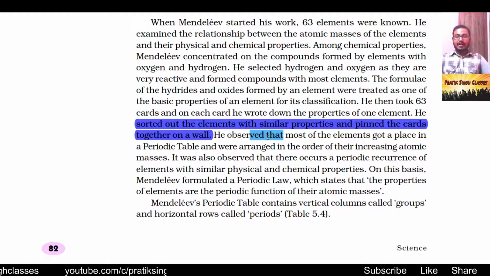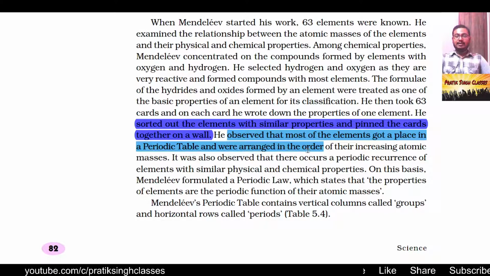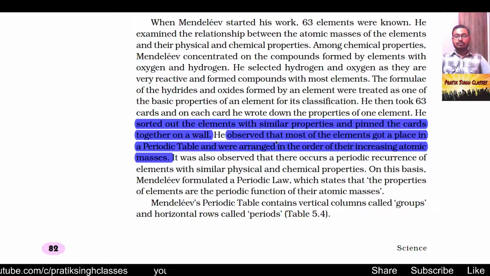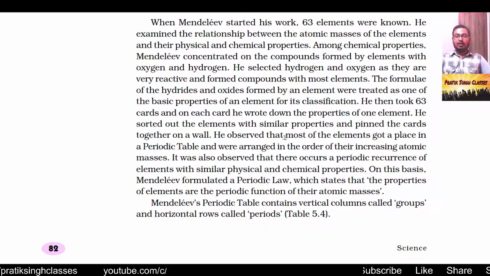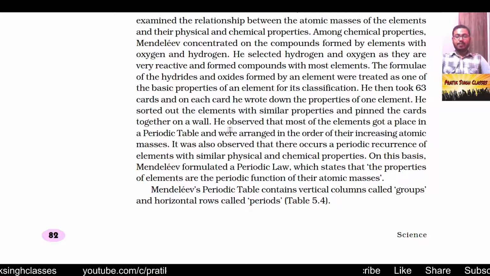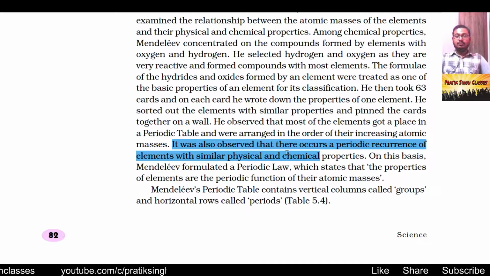He observed that most of the elements got placed in a periodic table and were arranged in the order of their increasing atomic masses. Okay, so till now he was dealing with the atomic mass of the elements known up to that time, that is 63 elements. It was also observed that there occurs a periodic recurrence of elements with similar physical and chemical properties.